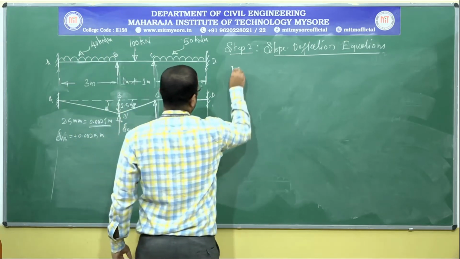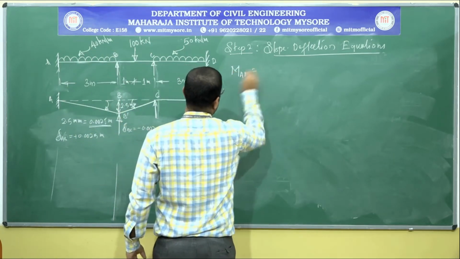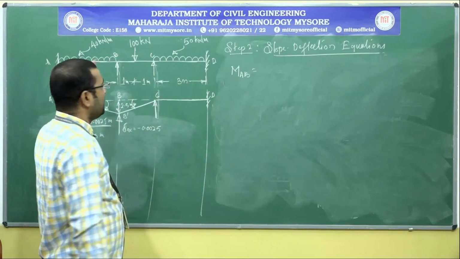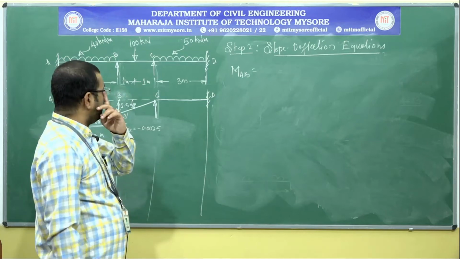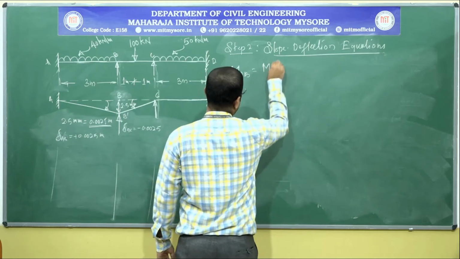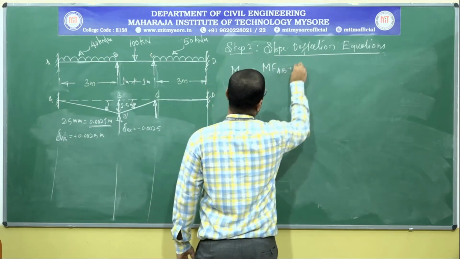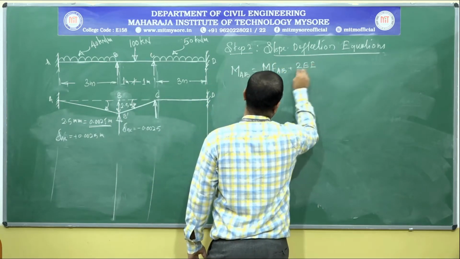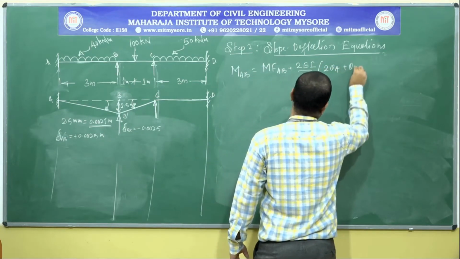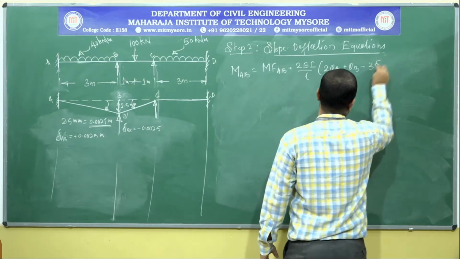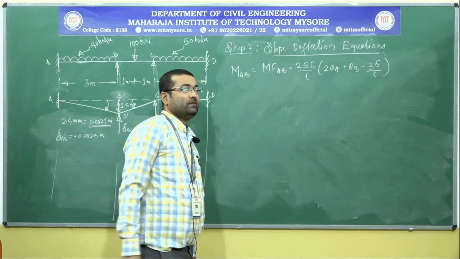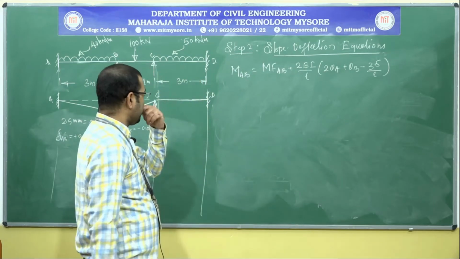That is, I need to write MAB. So, this is the slope deflection, that is finding the final end moment at A and final end moment at B. So, MAB is equals to, as we all know, MFAB plus 2 EI by L into 2 theta A plus theta B minus 3 delta by L. So, this is the standard slope deflection equation. So, I am making use of this.